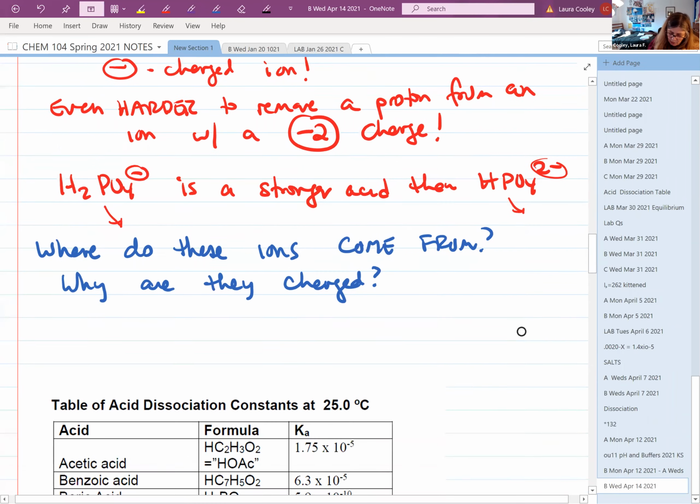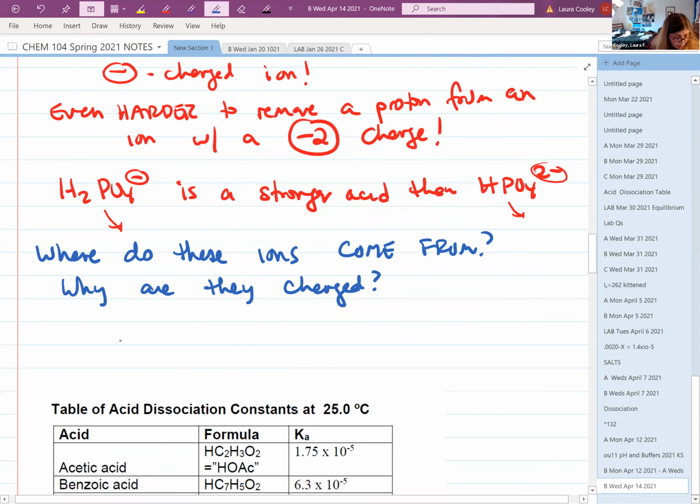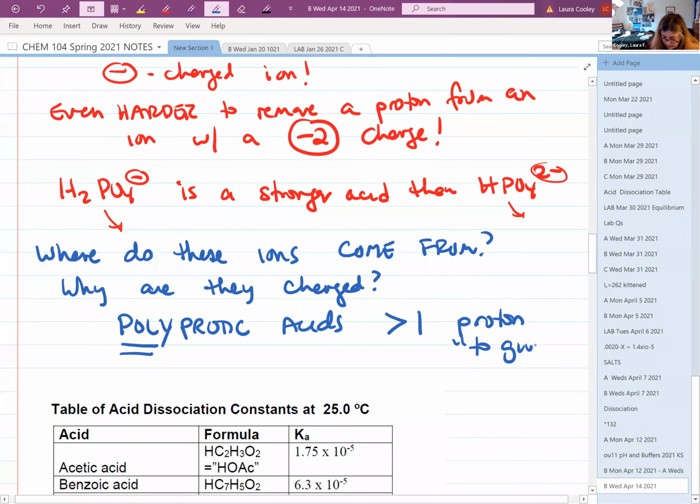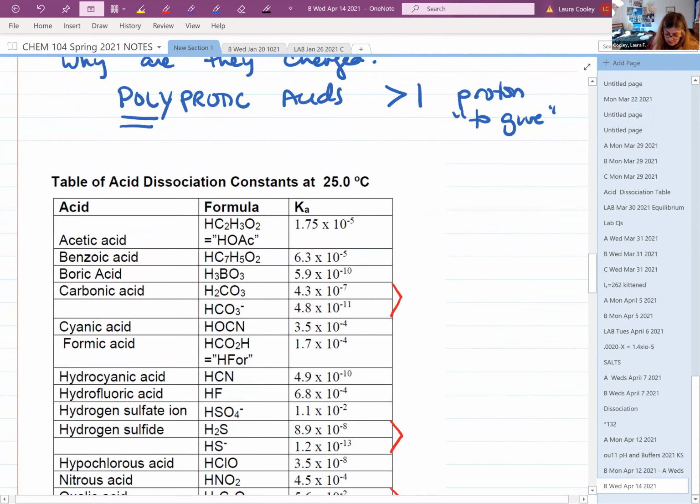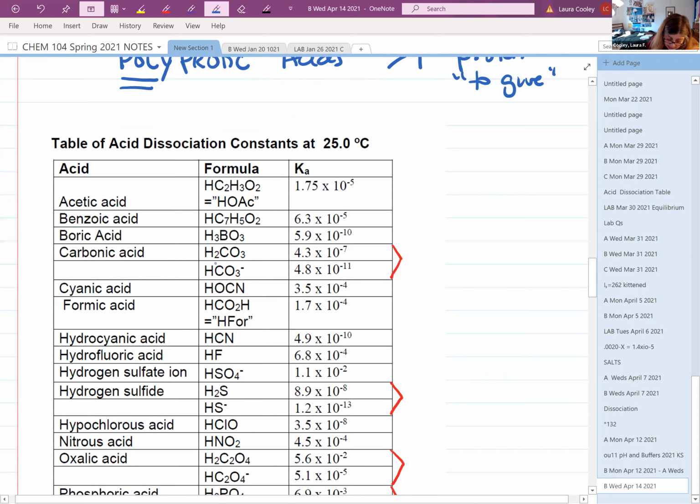Basically they come from acids that are what we call polyprotic. So polyprotic acids have more than one proton to give. They have more than one H that can be released as a proton. If you look on our acid dissociation chart, here's carbonic acid. Carbonic acid has 2 protons that it can give up. It gives up one, it becomes HCO3 minus. It could give up another one.